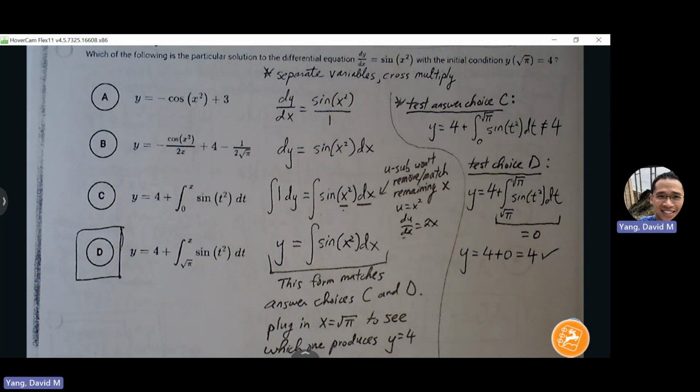And also between C and D, this is the only ordered pair that's going to work. Because if I plug in root pi for my upper bound, my bounds will match. This will go away, and then I'm left with 4, which is the y value that I'm looking for. Meanwhile, if I plug in root pi in here, this is not going away. And this plus 4 is not the same thing as 4.